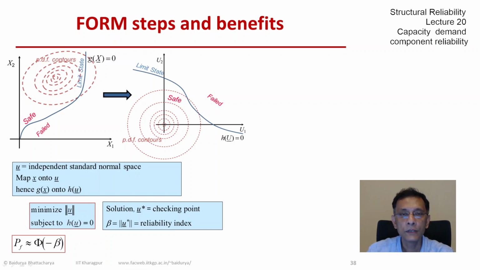Why it's approximate we discussed, partly because of the approximations introduced by the map, and secondly the linearization that we do in the standard normal space, the linearization of the limit state function. And obviously we discussed whether the origin is in the failure domain or not. That should be considered, strictly speaking.